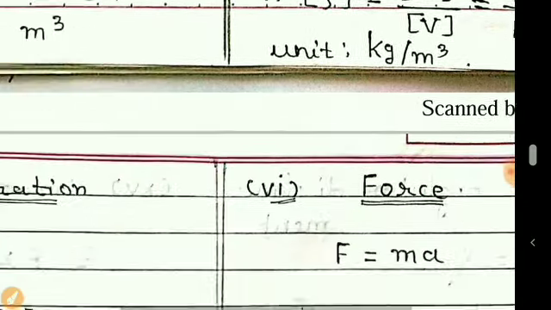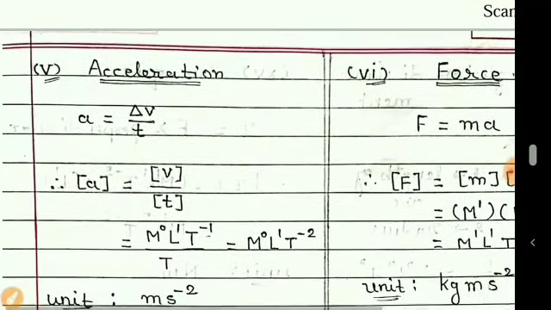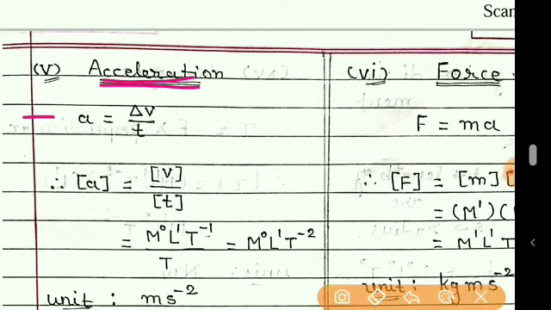Now next example, acceleration. Now a simple formula for acceleration is change in velocity upon time. Students, whenever velocity changes with respect to time, it gives acceleration. So here I have used a simple formula for acceleration, and now the dimensional formula of acceleration.